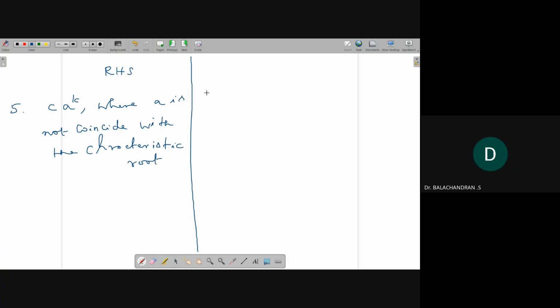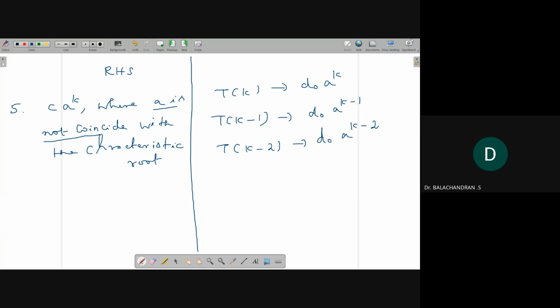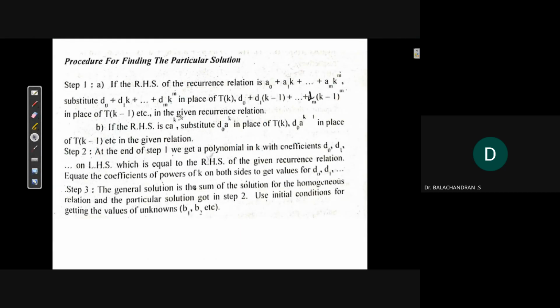So then what is T of k? This a does not coincide with the characteristic root, so T of k is some constant. Instead of c, I'll use d naught, d naught into a power k. T of k minus 1 is d naught into a power k minus 1. T of k minus 2 is d naught into a power k minus 2. So that is given here.